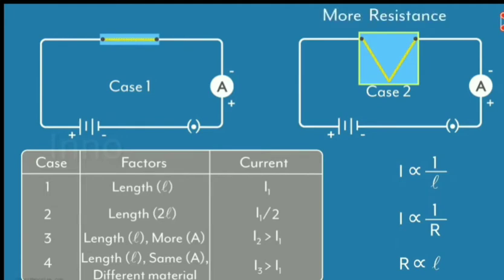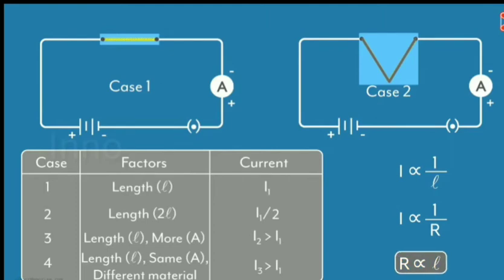Note that here we assume everything else will be constant. It will be the same wire with the same cross-sectional area, and other factors like temperature will also be constant. So the length of the wire is one of the factors on which the resistance of a conductor depends. The resistance of a conductor is directly proportional to the length of the conductor.